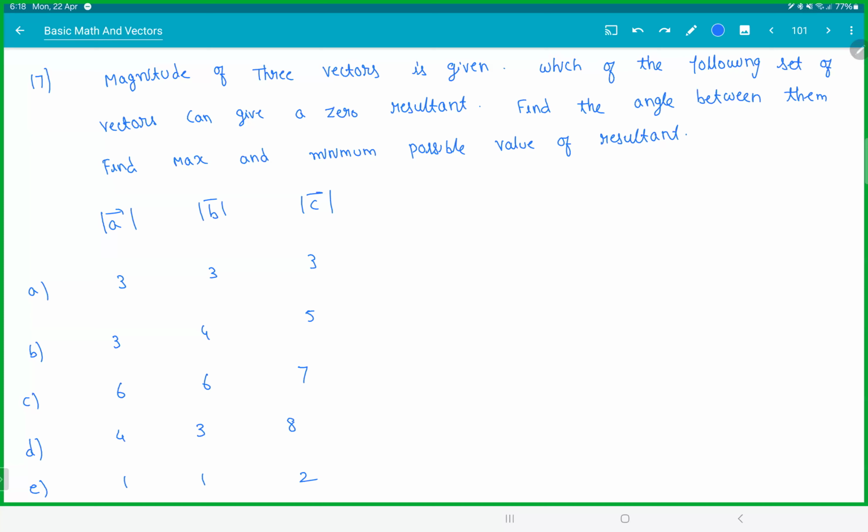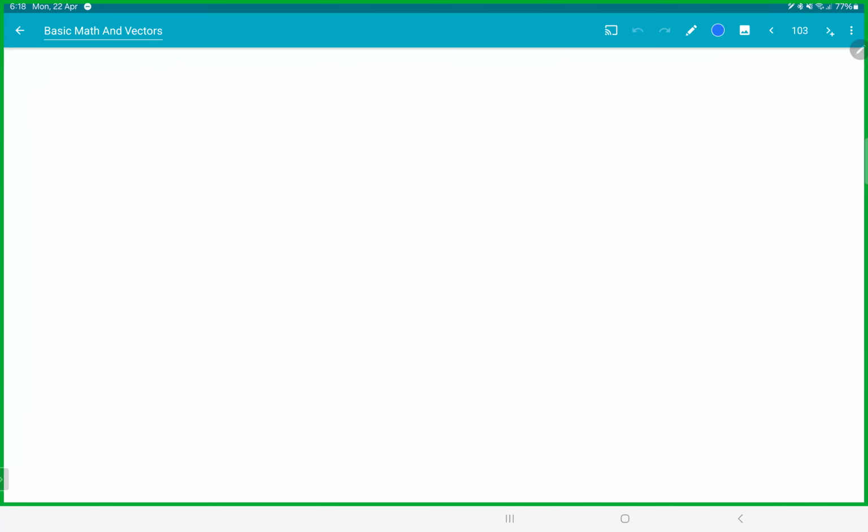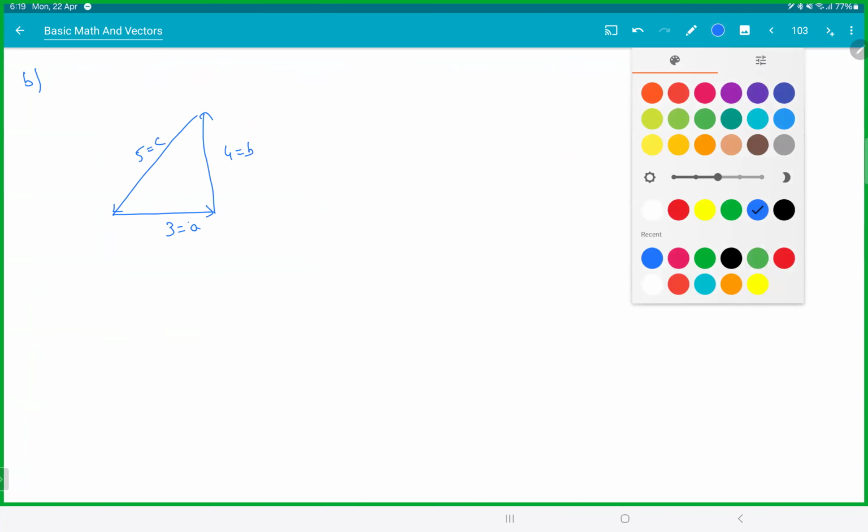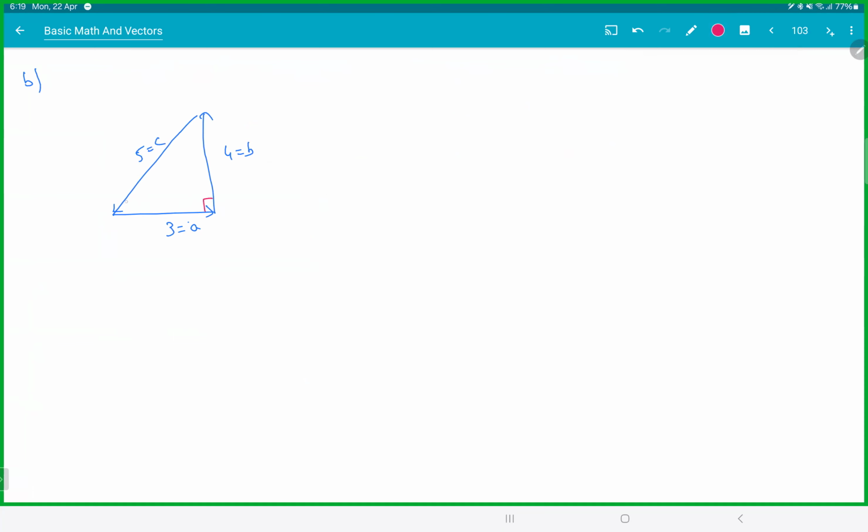So 3, 4, 5. That's a trap. See, 3, 4, 5 forms a right-angled triangle. So how do you put them? 3, 4, 5. Agreed. So let's say this is A, this is B, this is C. 3, 4, 5 triangle, if you remember, this is 90 degrees, this is 53 degrees, and this is 37 degrees. Everyone knows 3, 4, 5 triangle values? But this is how you do not get the angles.